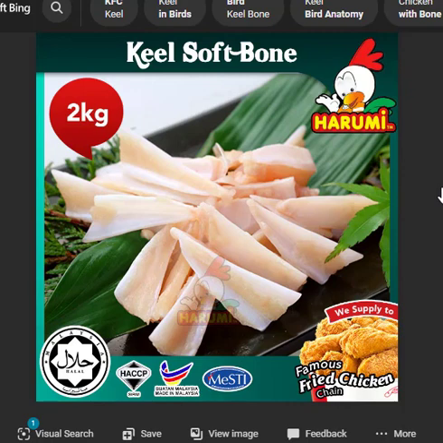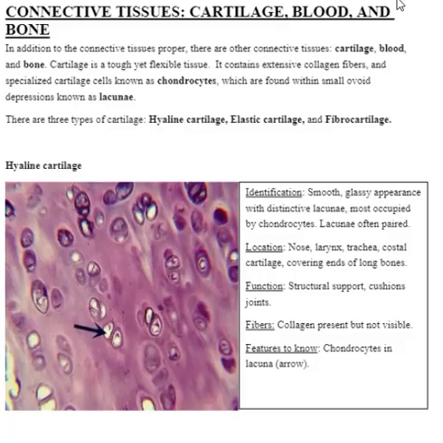When I think of hyaline cartilage, I think about the keel bone in a chicken. A lot of people have never seen a keel bone before, and I thought, well, I'll show you what one looks like right there. So it's kind of translucent. If you put your finger under there, you can see your finger underneath that. So it's very, very transparent.